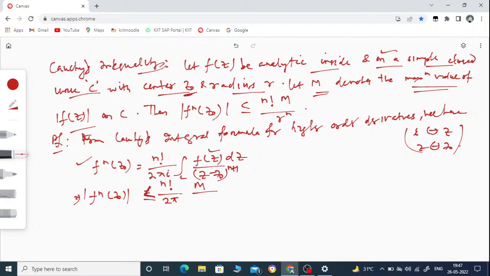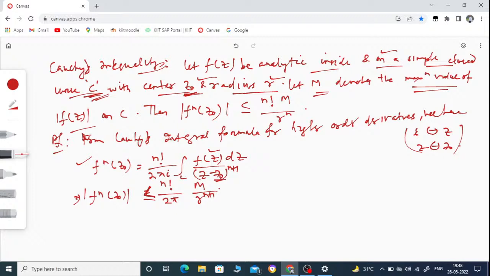Z0 is the center and r is the radius. This C is the circle whose center is z0 and radius is r. So z on C is any point on this C, so z minus z0 must be r. So this will be r to the power n plus 1, so this will be M divided by r to the power n plus 1.